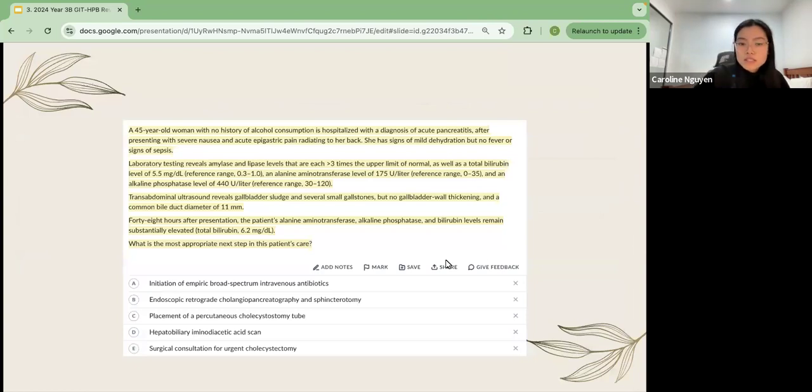Next question. Here is someone with no history of alcohol consumption but has acute pancreatitis. In this case, we're immediately thinking about what are the causes of, oh, there's a chat.